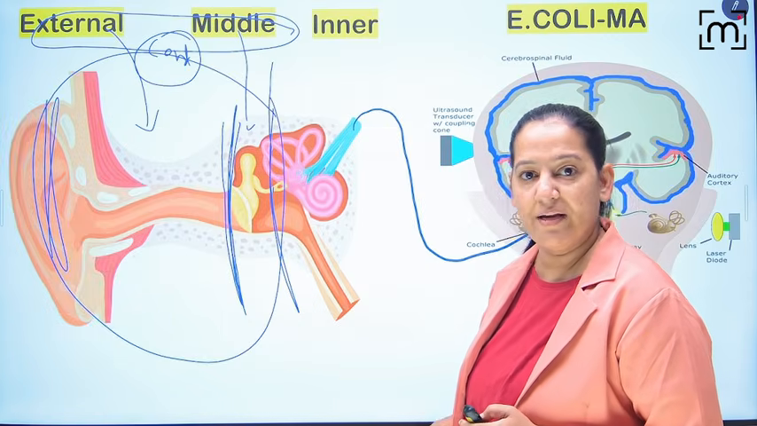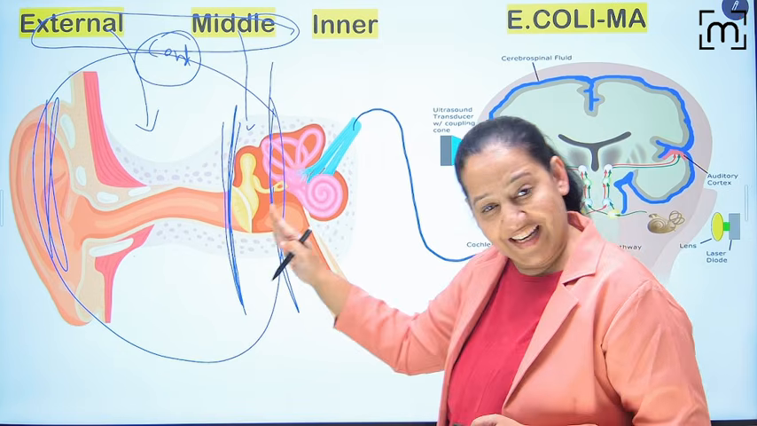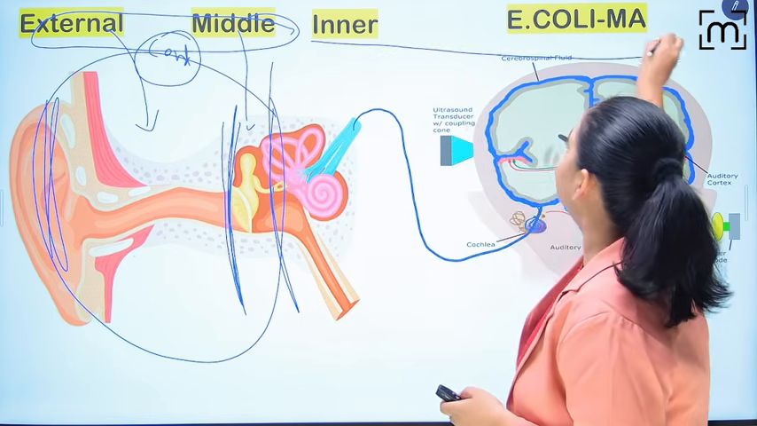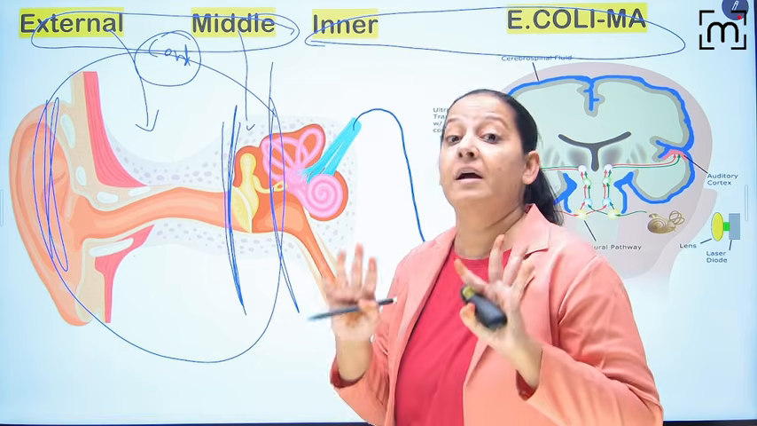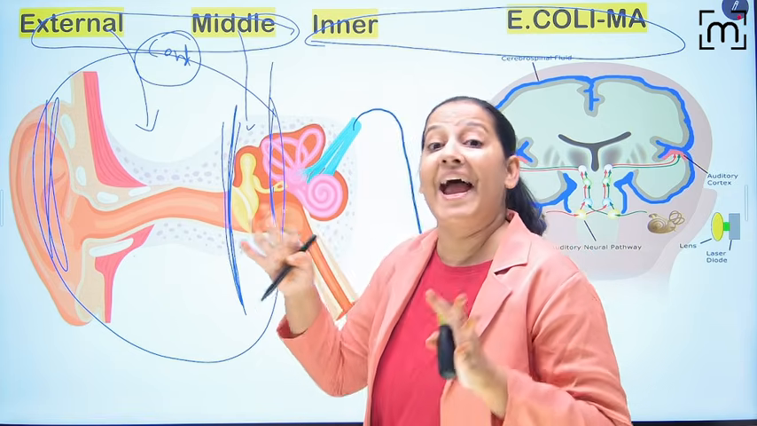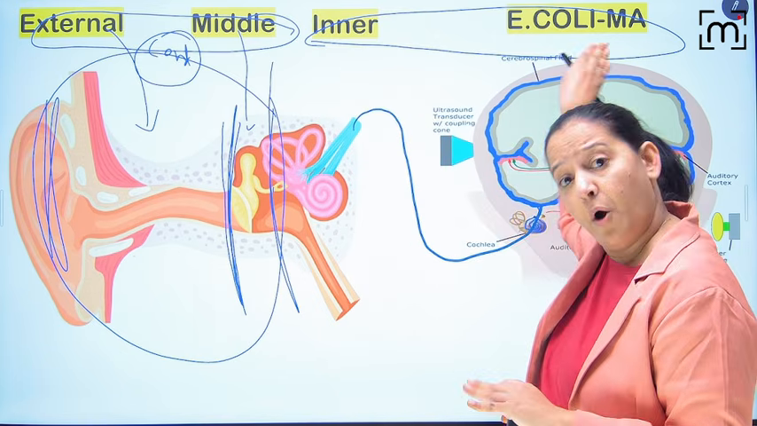What is sensorineural? Sensorineural is the inner ear and the brain. Any dysfunctionality in the inner ear and the brain is sensorineural. First you learn the basics. Conductive hearing loss, problem in the external and middle ear. You know the parts. And sensorineural hearing loss, problem in the inner ear or in the brain.